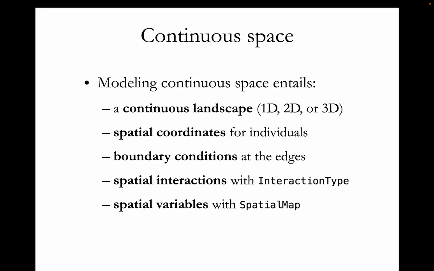SLiM makes modeling spatial interactions like this easy with a spatial interaction engine called interaction type. And finally, you often want to model variables that change across the landscape, variables like elevation or temperature or habitat type. SLiM provides this capability with a class called spatial map. So let's look at all of this in more detail.